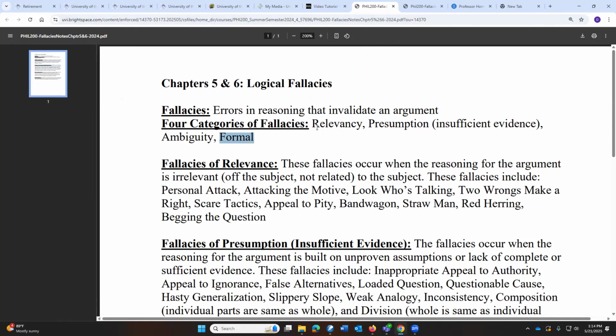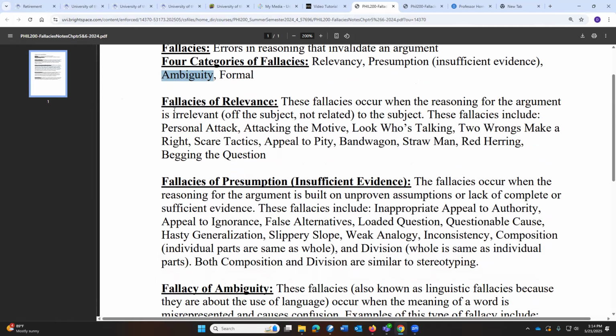So we're not really going to talk much about those. Today, we're focusing mostly on relevancy and presumption, and we'll just quickly say a few words at the end about ambiguity, because we already spent a whole chapter talking about language, and ambiguity is about language. Okay, let's explain what they really are all about.